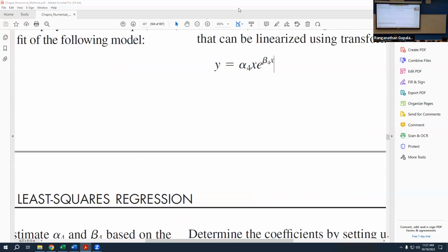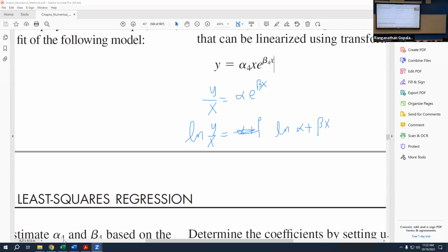I think we went through this example in class. So you just divide both sides by x. This is equal to alpha times exponent of beta x. And then you take the log of both sides. So ln of y over x when plotted against x will give you linear data which you can fit to figure out what alpha and beta are.